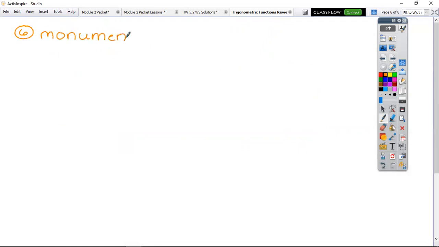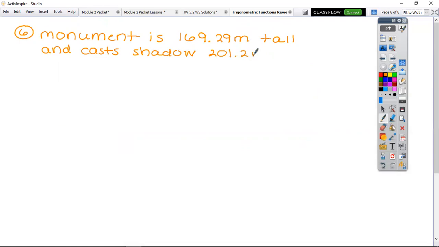is 169.29 meters tall and casts a shadow 201.2 meters long. Find the angle of elevation. It's going to take you longer to write the problem than to actually do it. So find the angle of elevation.